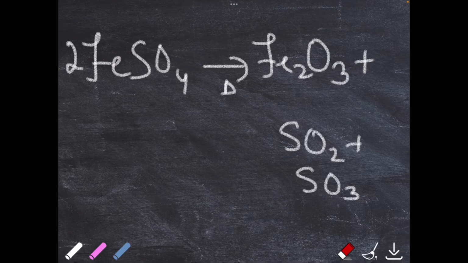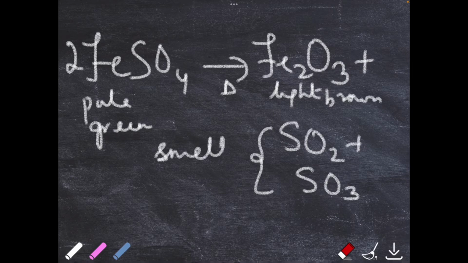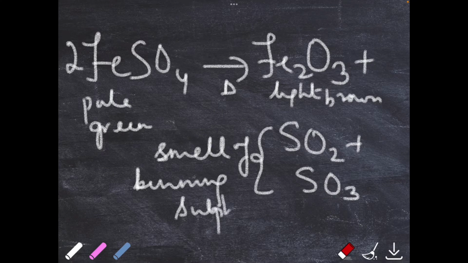This is pale green in color. And this is somewhat reddish brown or light brown, you can say, or light yellow. And these gases give the smell of burning sulfur. So this entire equation is to be given whenever decomposition of ferrous sulfate crystals is asked. This equation is very, very important.